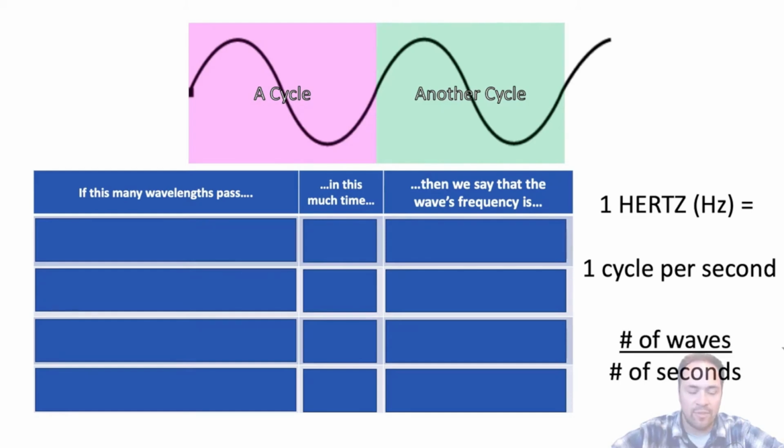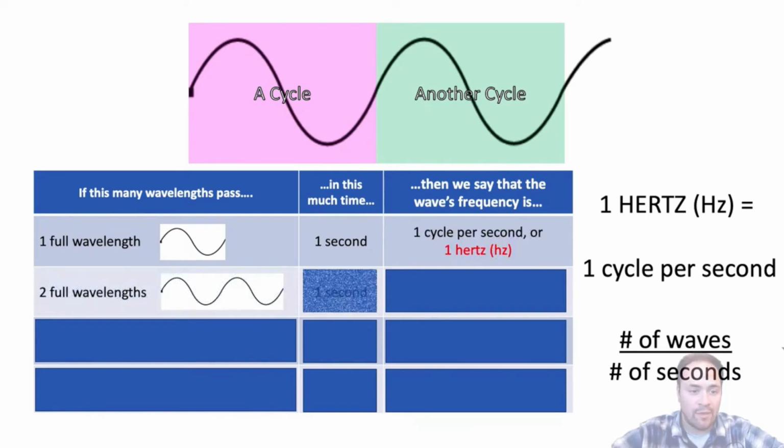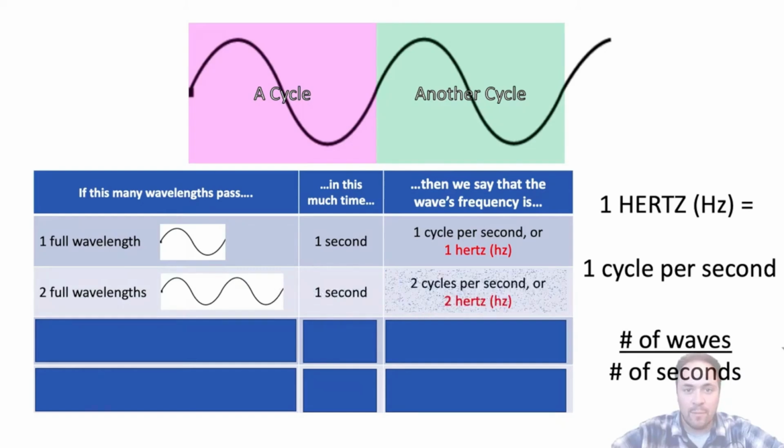So a couple of examples: if I have 1 full wavelength that happens in 1 second, then the frequency of that wave is 1 cycle per second, or 1 hertz. If I have 2 full wavelengths in 1 second, then we would say the frequency of this wave is 2 cycles every second, or 2 hertz.